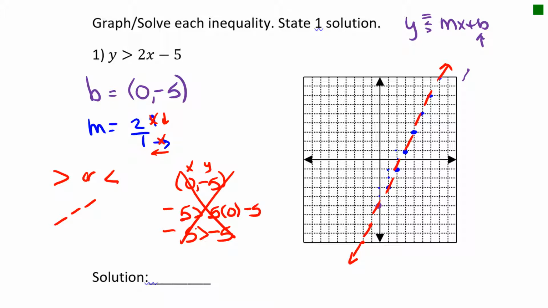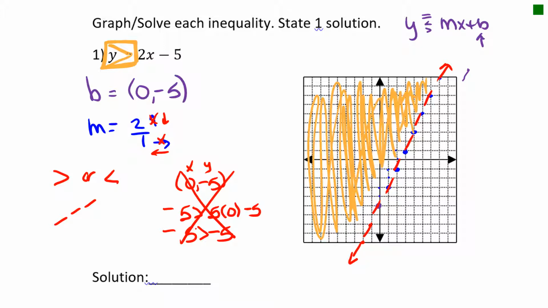Now I have to decide what color I'm going to shade it. Well, I'm going to shade it yellow, and that's not what I meant. I meant which side. Am I shading above or am I shading below? Looking at this, y is greater than. Greater, y has the great big mouth. Greater means go on any one of your points and go up to the sky. That's where the greater y's are, and so that's the side we're going to shade. Once again, sure wish I had my highlighter.